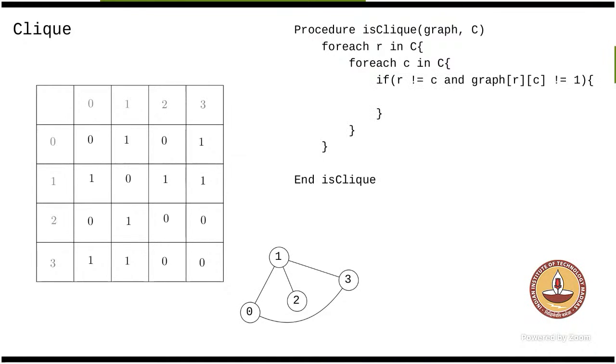So we don't want to compare the same columns, 0, 0. I've done something different here. I am asking if R is not equal to C and if there is no edge between R and C, what should I do? Return false. Okay, that's correct. So if there is no edge between R and C, you return false.